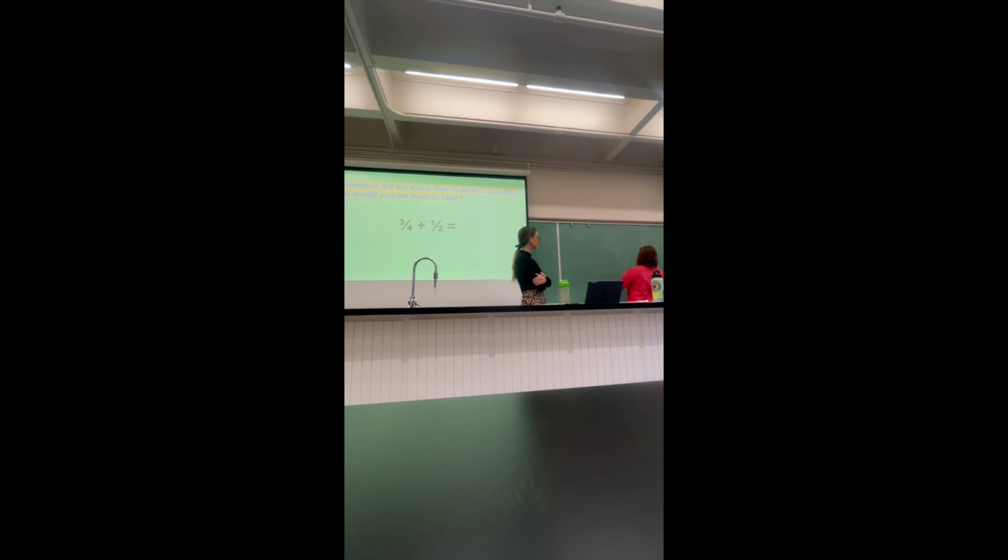We have 3/4, add the tops together, and 5/4. And am I done? What would I do now? You know the proper fraction. Improper fraction. What do I need to do? It's going to be 1 and 1/4. 1 and 1/4. You have 1 whole and 1 left over.